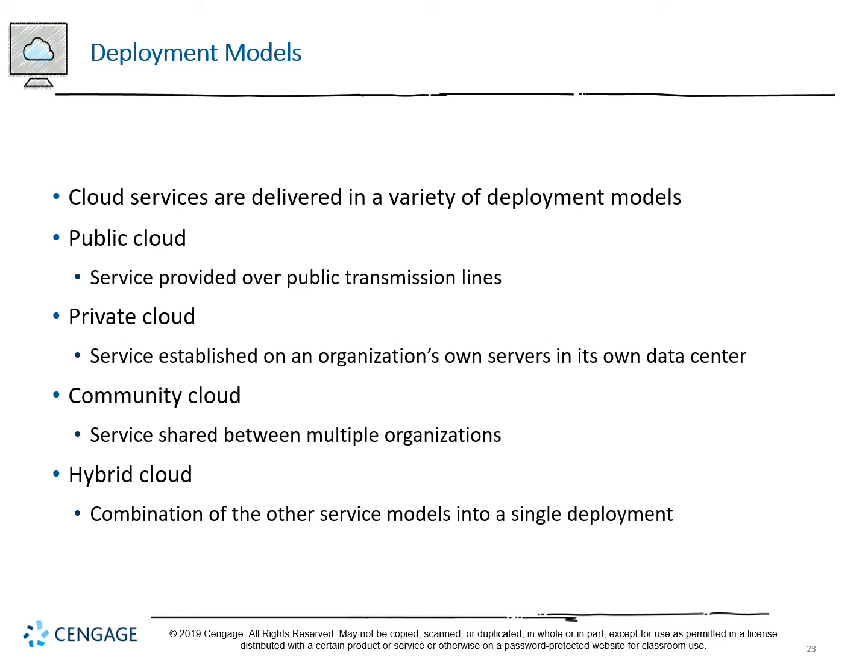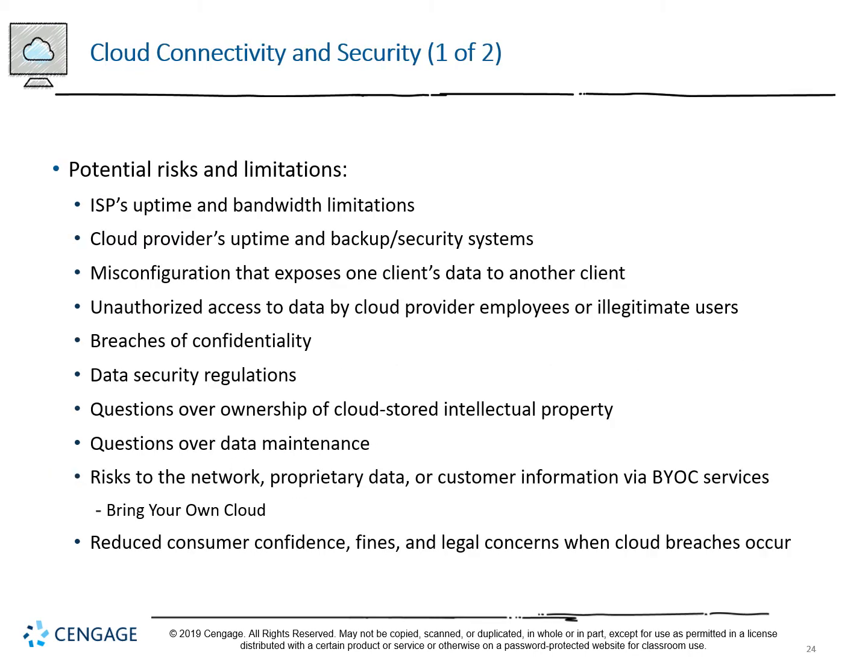Cloud services are delivered in a variety of different deployment models, what we call public, private, community, or hybrid clouds. Public cloud is where the service is provided over public transmission lines. A private cloud is established on an organization's own servers in its data center, so it is retained locally. The community cloud is shared between multiple organizations, and then a hybrid is a combination of any of the other service models into a single deployment. So you could have some that have an aspect of a public cloud as well as community cloud, or even all three.